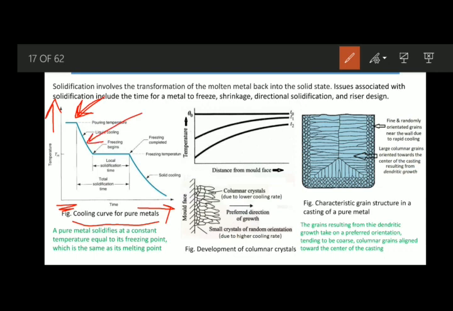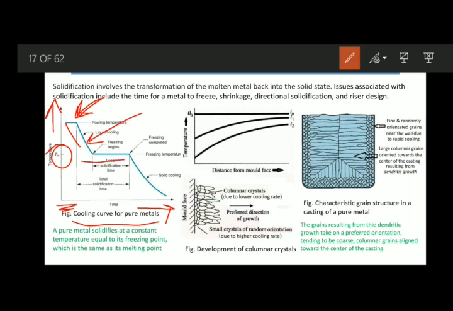Initially, the liquid metal will cool down, but it will remain in the liquid state itself. During this process, this is nothing but the liquid cooling region. After that, once it reaches this temperature, the freezing temperature or freezing point, which is equal to its melting point, the process of actual solidification will start.